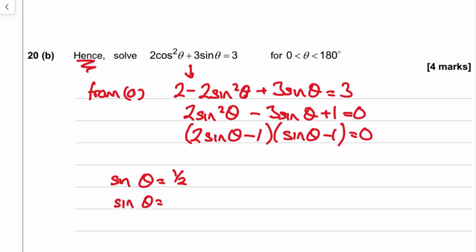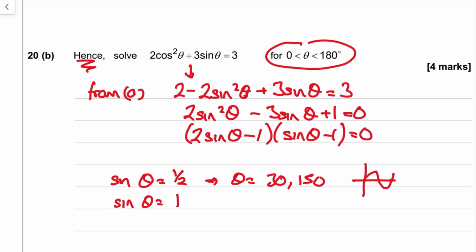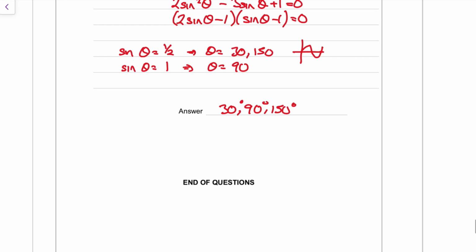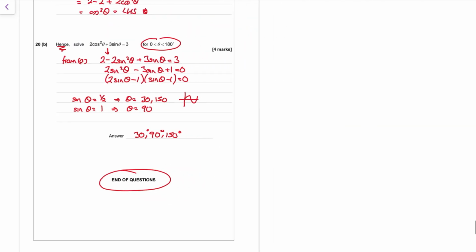Now, what's the range? I'm doing it between 0 and 180. But not including. That's interesting. Okay, so sine theta equals a half implies that theta equals 30 or 150. Again, that's just me knowing my sine curves. And then sine theta equals 1 is when theta equals 90. So the answers to my question are going to be 30, 90, 150. Answer the question. Any more left? I am done. Let's end the video there.